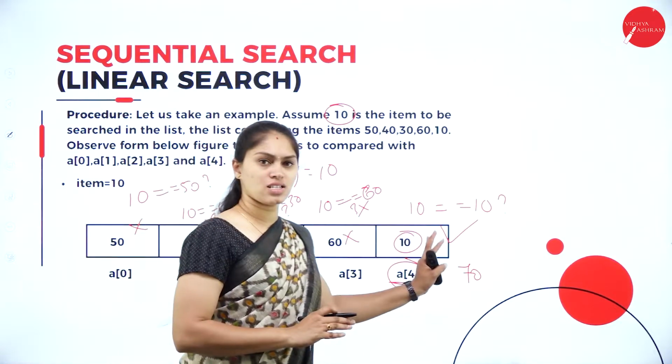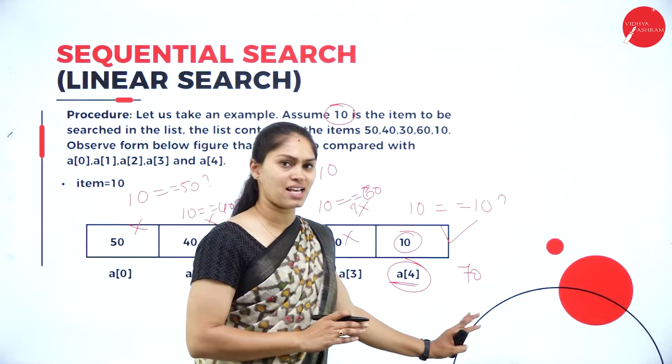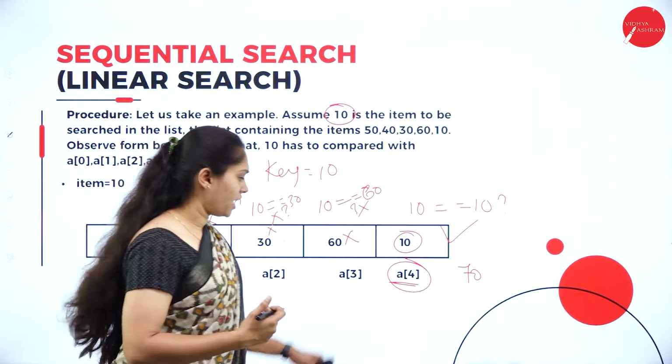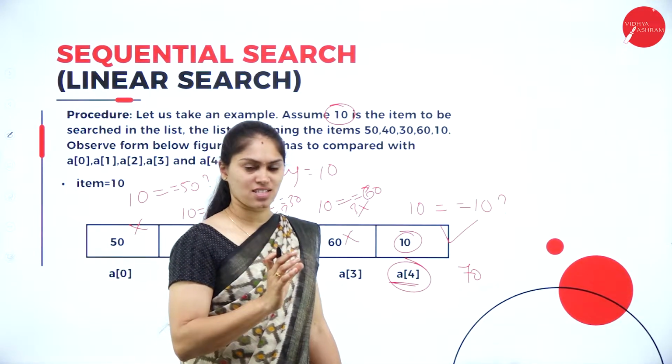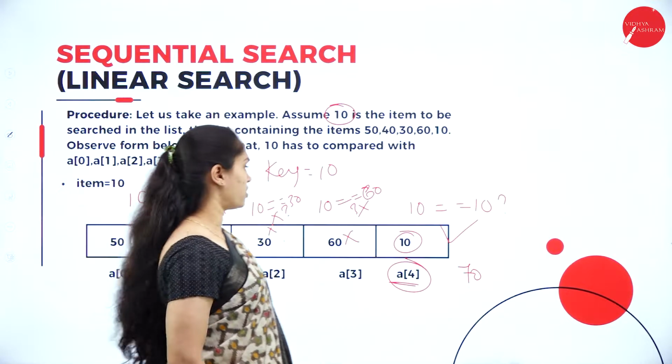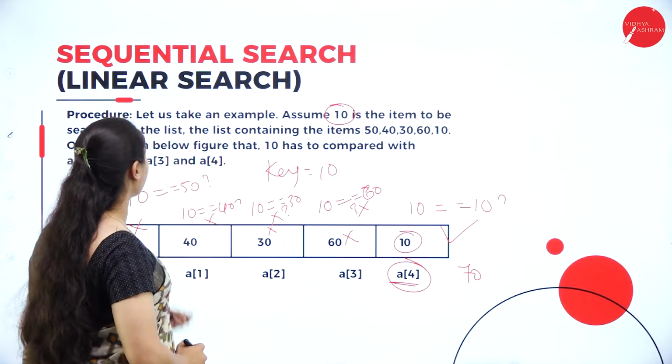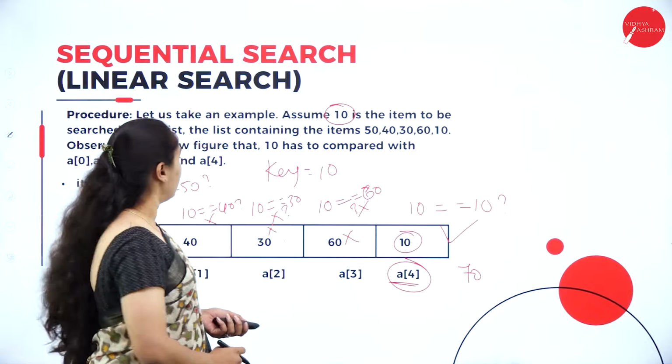When the traversing is over and I reach the last element without finding the searched element, then I can say that the search is unsuccessful, or element not found. Fine. This is how we are going to search by making use of linear search.